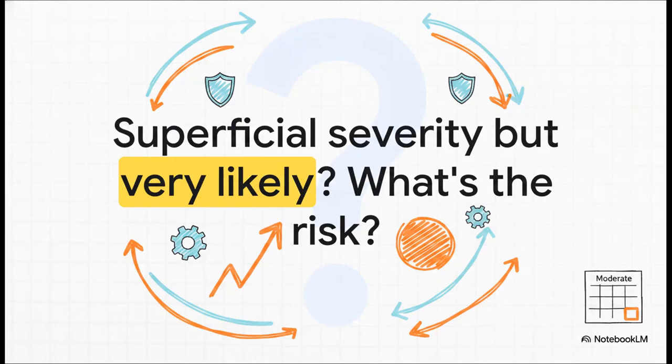Time for another quick cognitive check. Imagine that matrix we just looked at. If a hazard's severity is merely superficial, say no treatment is required, but it is very likely to happen, what is the resulting risk level on that matrix? Lock in your answer. It is moderate, which was sitting right there in the bottom right corner in orange.